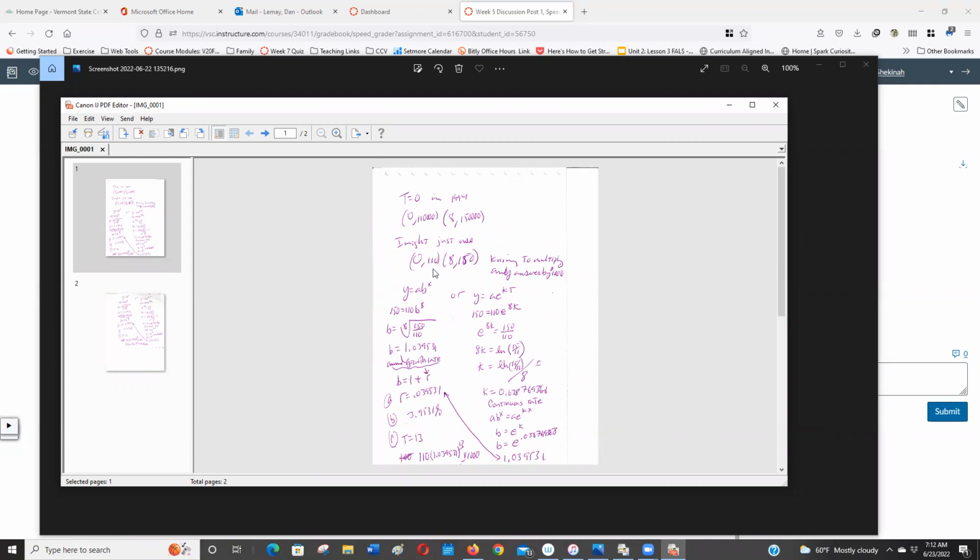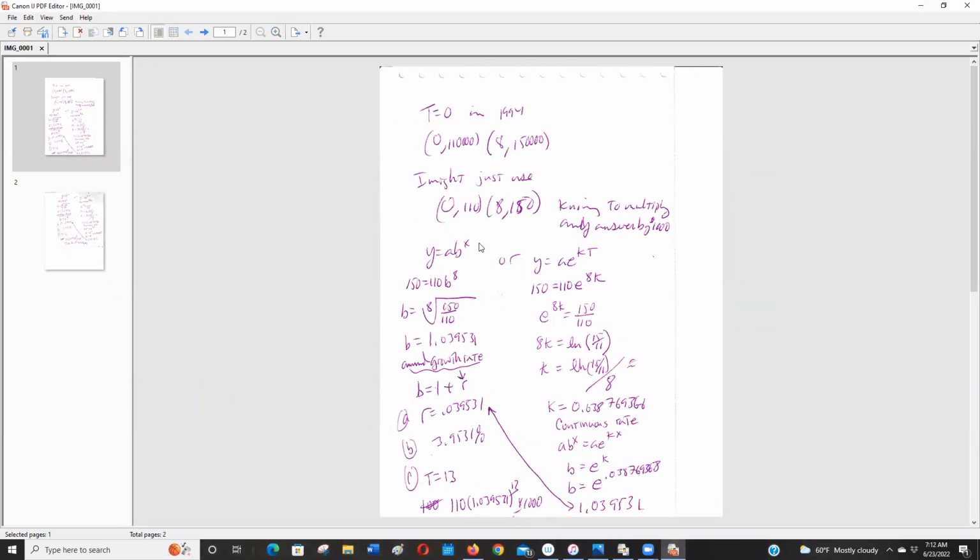I guess I could have even written 0, 11, and 8, 15, but then I've got to think a little harder. I know if I just multiply by 1,000, that's easy. So I did this both ways because I saw that you used the continuous model, which is fine, but you're going to see why it might be easier to go with the annual model in this case.